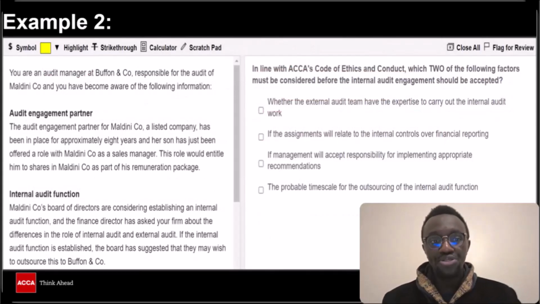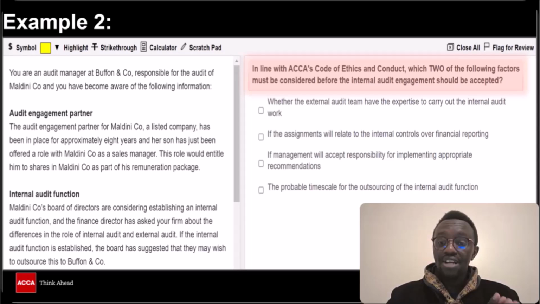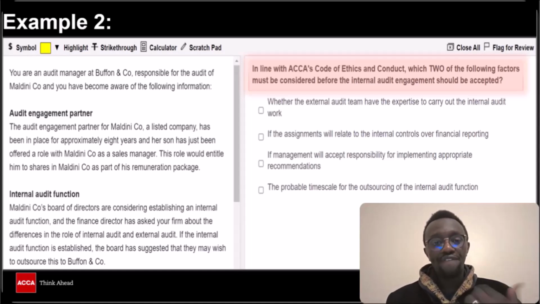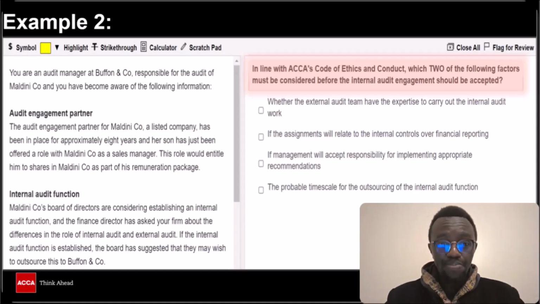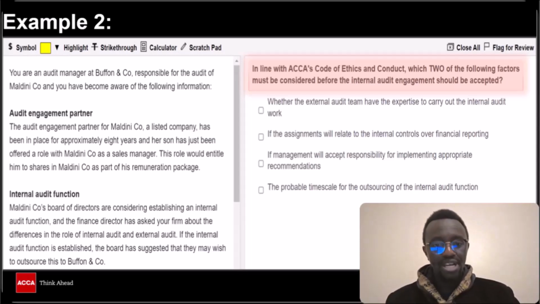What do you notice about this second example? Well, first and foremost, when I look at that part, I appreciate the fact that it says here, in line with the ACCA Code of Ethics and Conduct, which two of the following factors must be considered before the internal audit engagement should be accepted. For me, what I pick up from that is that I have to be particularly careful with the fact that this is a knowledge-based question.